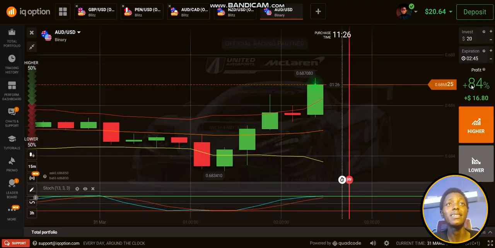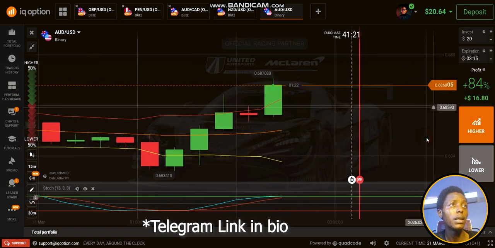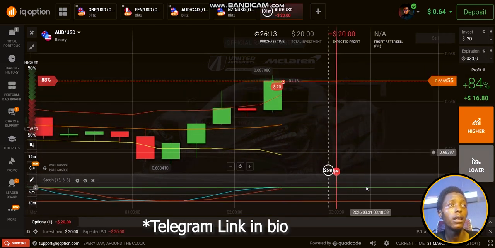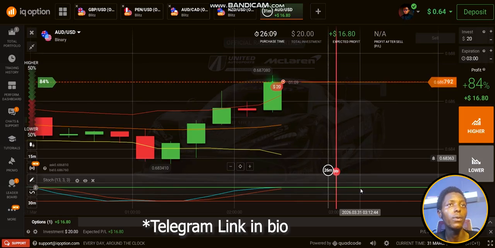Okay, so as you can see, here is a very good moment on AUD USD. So I'm going to go ahead and enter the trade, change my expiration time to 3 minutes, and sell lower.